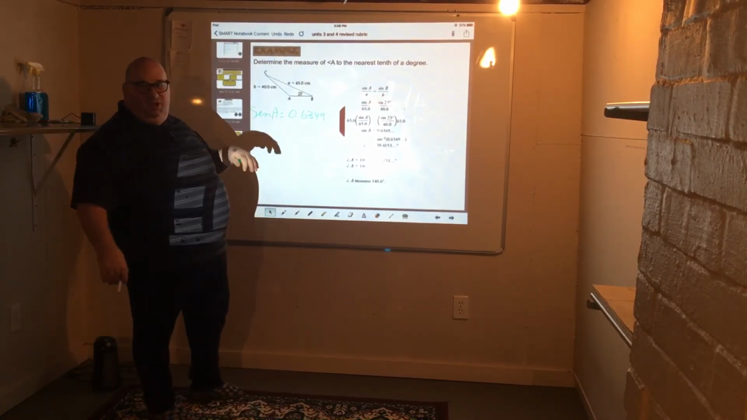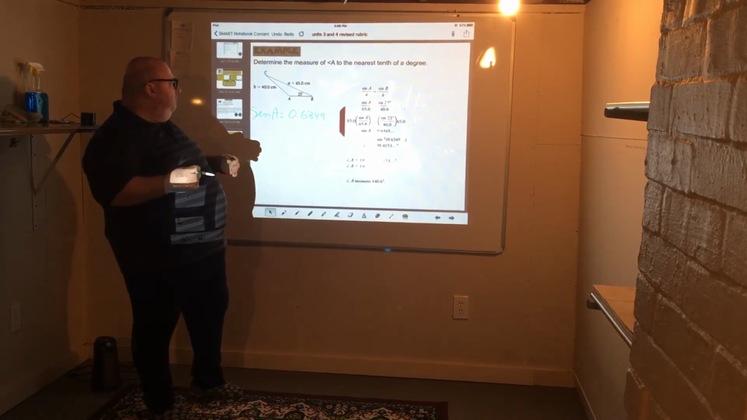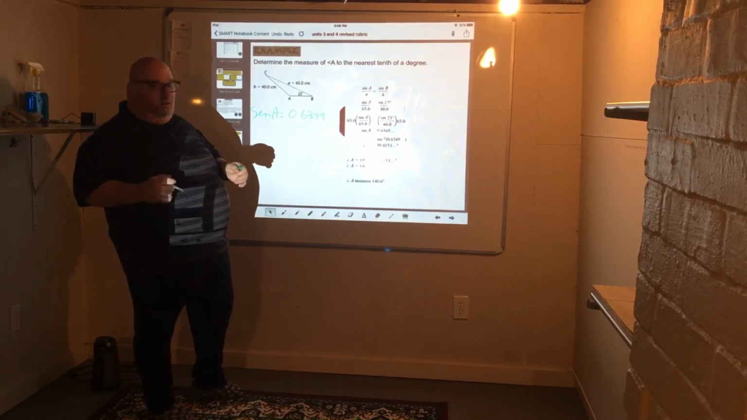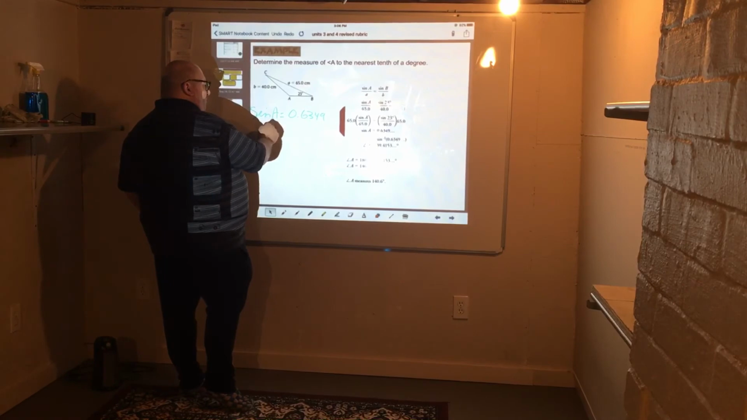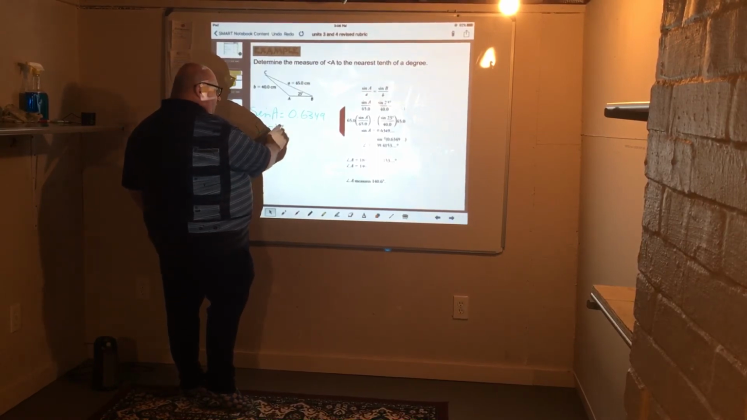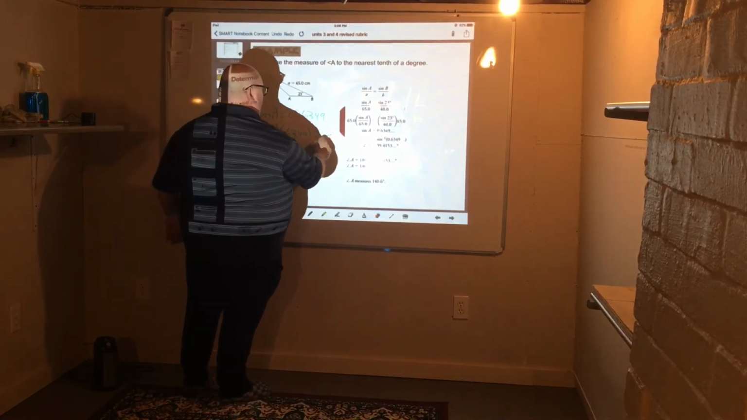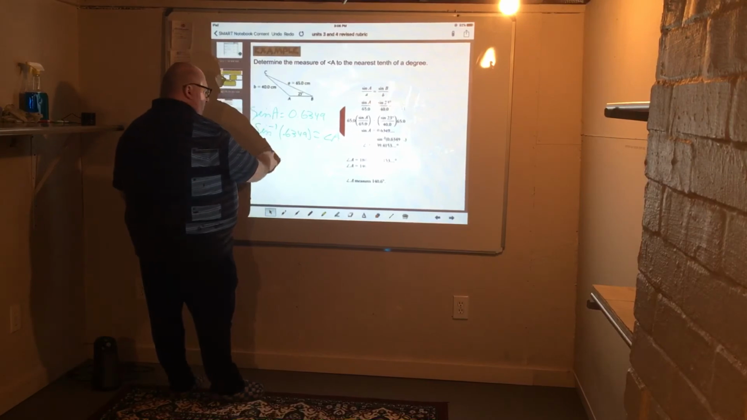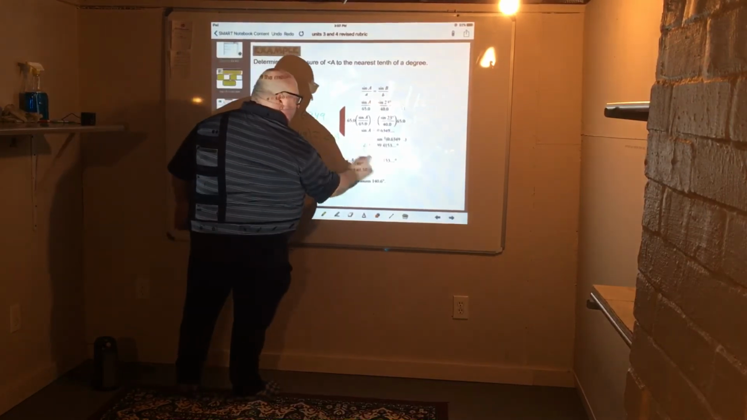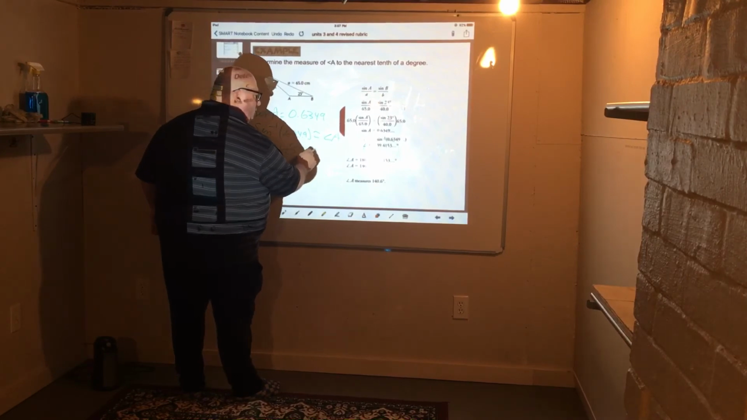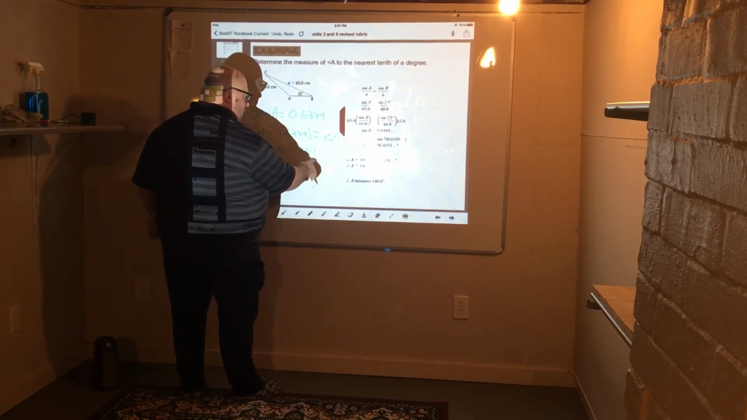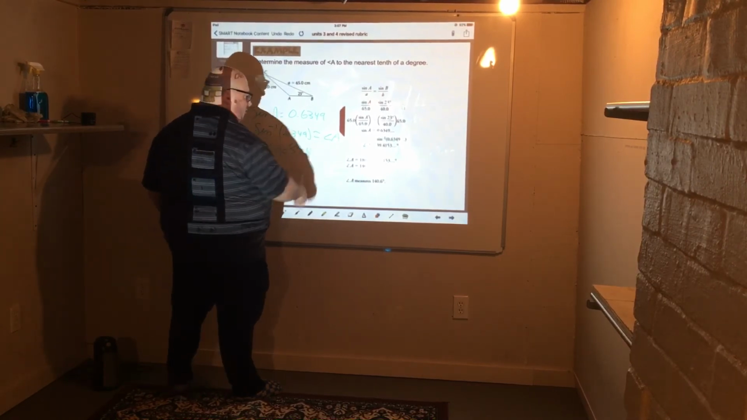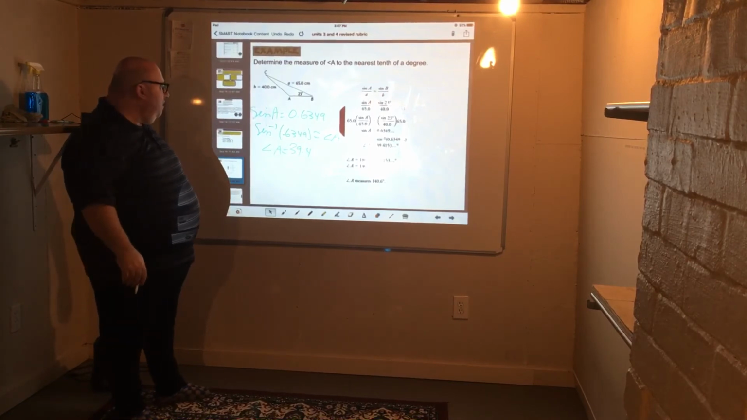Right? So once we have that, on our calculators, when we want to find the angle, we have to use our sine inverse button, of the decimal 0.6349, to figure out what angle A is. And when we do that, angle A turns out to be, there it is, 39.4153. So we'll call that 39.4 degrees.